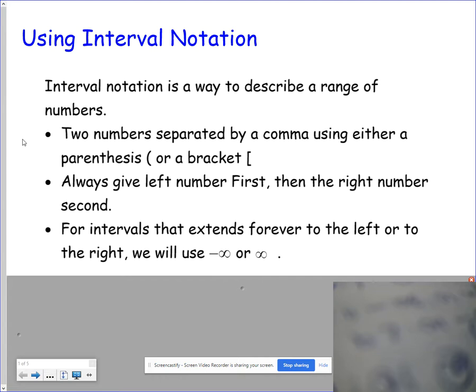For intervals that extend forever to the left or to the right, we will use negative infinity or positive infinity.